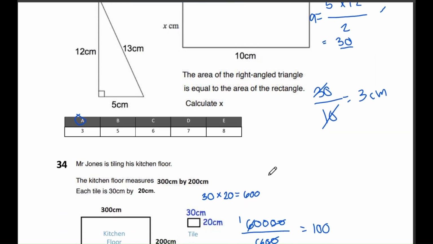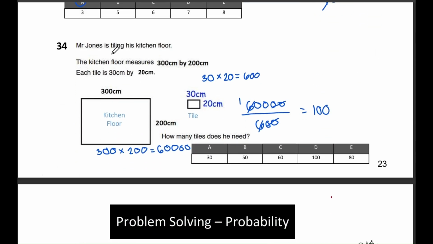Question number 34. Mr. Jones is tiling his kitchen floor, which measures 300 centimeters by 200 centimeters. Each tile measures 30 centimeters by 20 centimeters. How many tiles does he need? The options are A is 30, B is 50, C is 60, D is 100, and E is 80. The answer is D, 100.